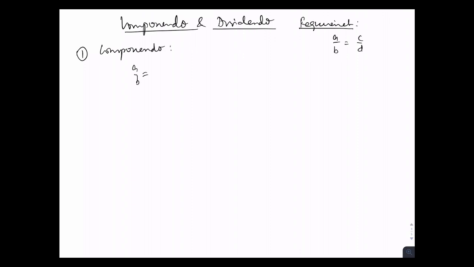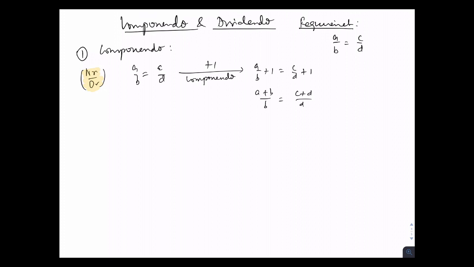So what is componendo? If you have two equal ratios and you add 1 on both sides and simplify, you will get A plus B upon B equals C plus D upon D. So if the given structure initially was numerator upon denominator, then post applying componendo, which is adding 1 on both sides of two equal ratios, we get numerator plus denominator upon denominator.